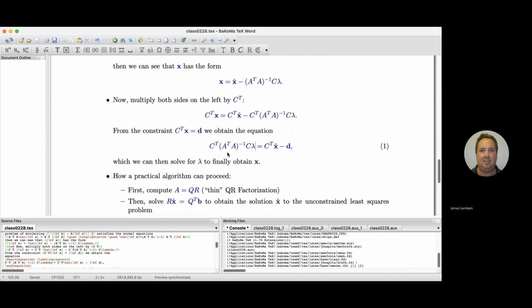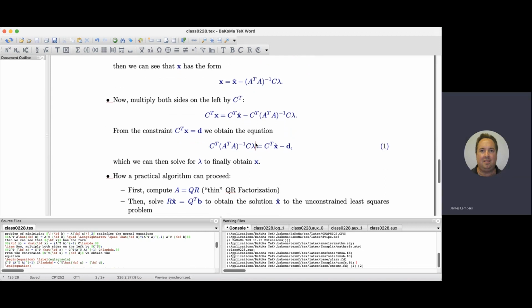Now, we certainly don't want to form this matrix explicitly, because we have this inverse in the middle of it. But if we break it down into stages, we can have a practical algorithm for solving this system and then getting our solution x. Here's what we can do. First, we get x hat. We already know how to do that: we take the QR factorization, but the economy size or thin QR factorization will be enough for our purposes.